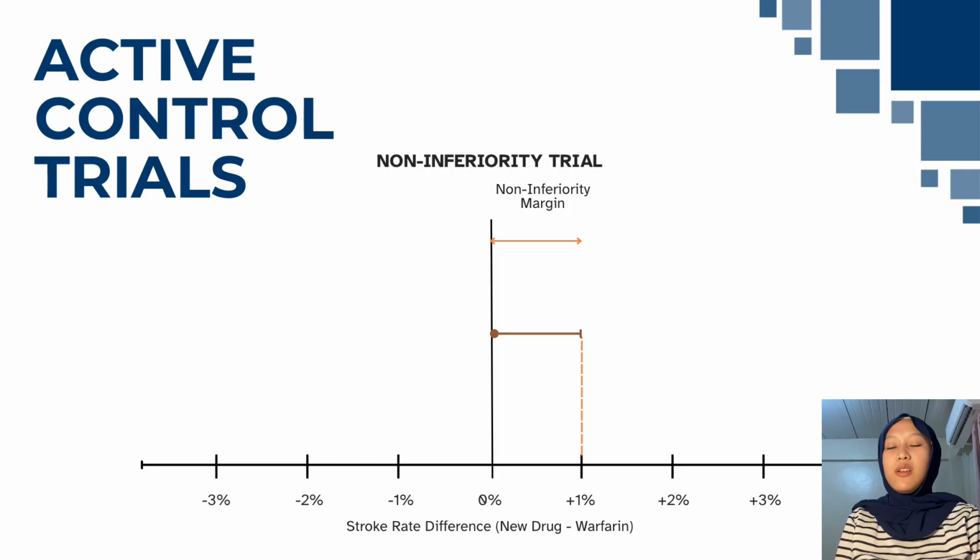If we set a non-inferiority margin of +1 difference in stroke rate, the new drug would be considered non-inferior if its confidence interval stays below this 1% threshold. In other words, it performs closely enough to warfarin that the small difference is clinically acceptable.